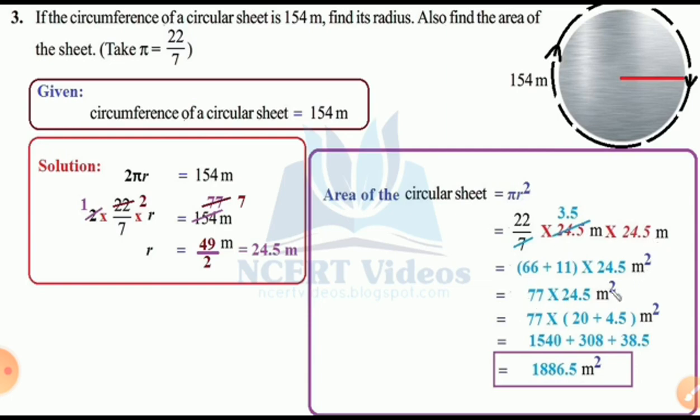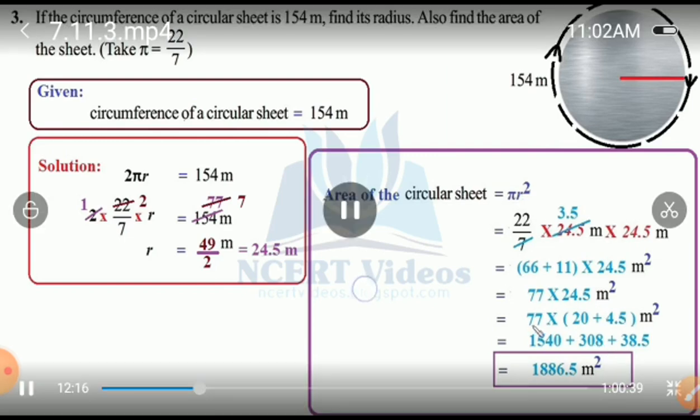Now the area of the circular sheet is equal to pi r square. Now pi is 22 upon 7, and r you already got, 24.5. 24.5 multiplied 2 times. In place of that you can write 22 by 7 multiplied by 24.5, which is 11 into 7, 77 into 24.5. Easy? Okay. So at last you will get 1886.5.